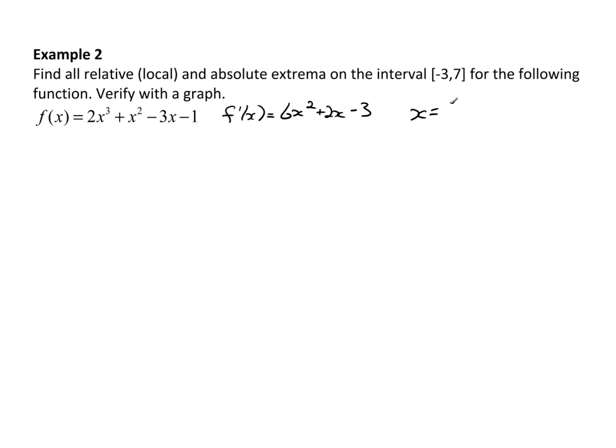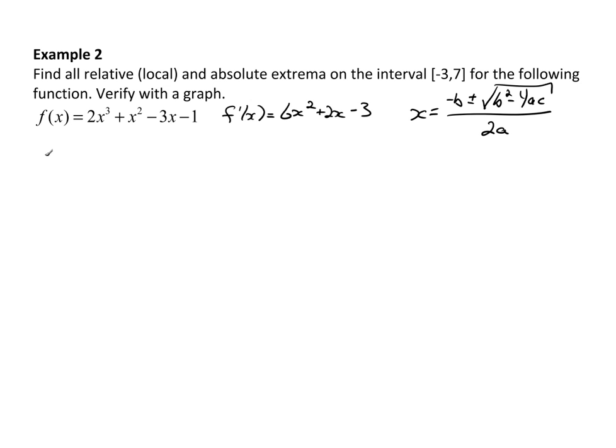So this will be 0 when, and just to remind you in case you don't remember the quadratic formula off the top of your head, it's x equals negative b plus or minus the square root of b squared minus 4ac, divided by twice a, where a is the leading coefficient, the quadratic coefficient, b is the linear term, and c is the constant term.